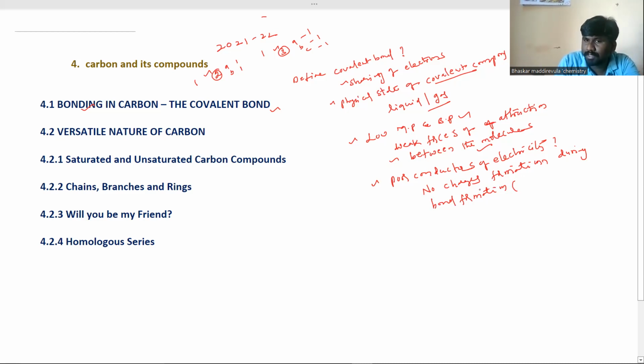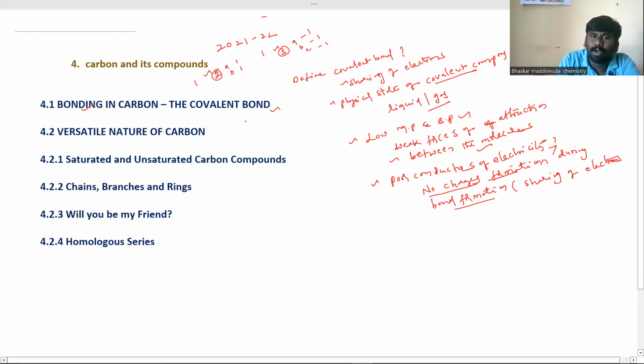If there are no charges, there are no ions. Now, automatically they will be very poor conductors of electricity. The reason is that there is no charge formation during the bond formation, because the covalent bond is formed with the sharing of electrons. These are very small types of questions. These are the ways they will ask questions from the covalent bond.